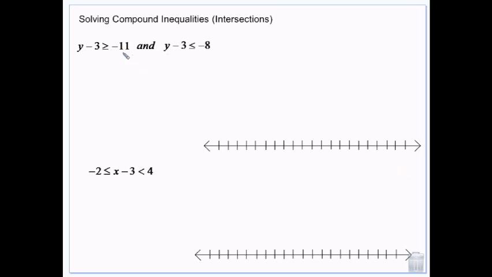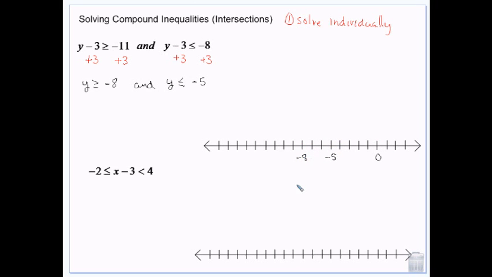So I'm going to solve these individually. Okay, so I'm going to add 3 to both sides here. And I get y is greater than or equal to negative 8. Okay. I'll add 3 here, and I get y is less than or equal to negative 5. And it's still and. So to graph this, I pick a 0. I'm going to pick 0 over here. So I have 1, 2, 3, 4, 5. That's negative 5.